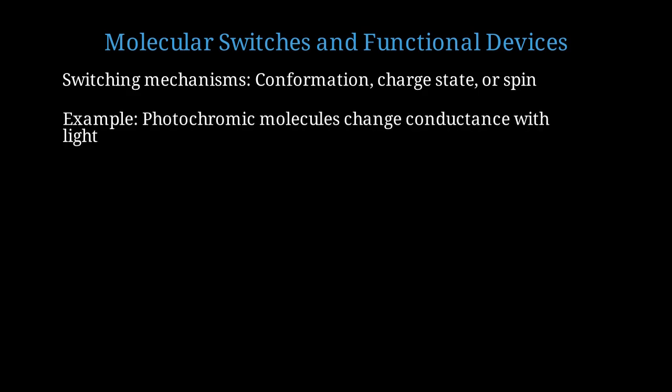Photochromic molecules, like azobenzenes, can switch between trans and cis isomers upon light irradiation. These different conformations have different conductances, creating an optically controlled switch. Here's a photochromic switch. UV light converts the trans isomer with high conductance to the cis isomer with low conductance. Visible light reverses the process. This creates a reversible molecular switch.